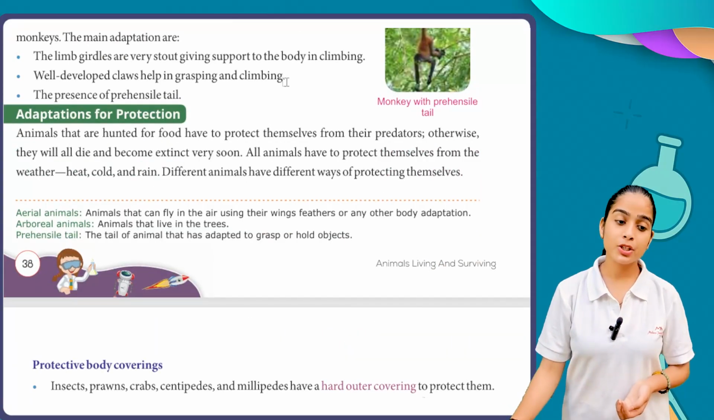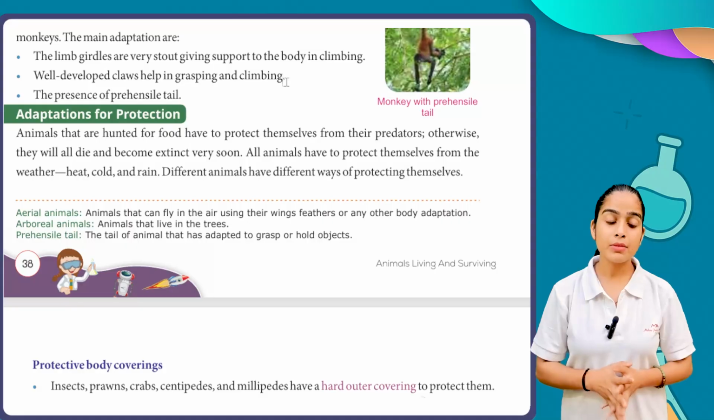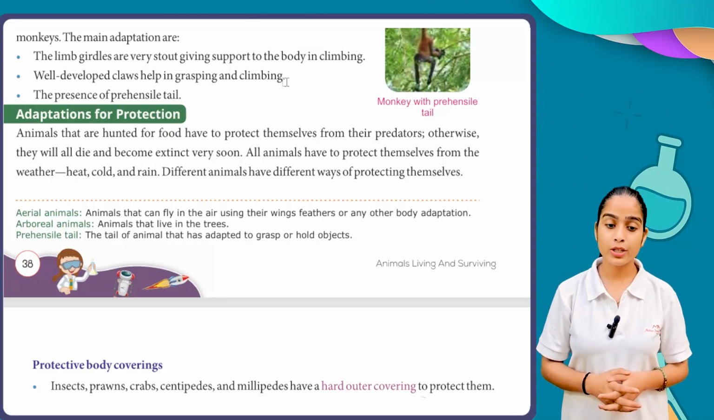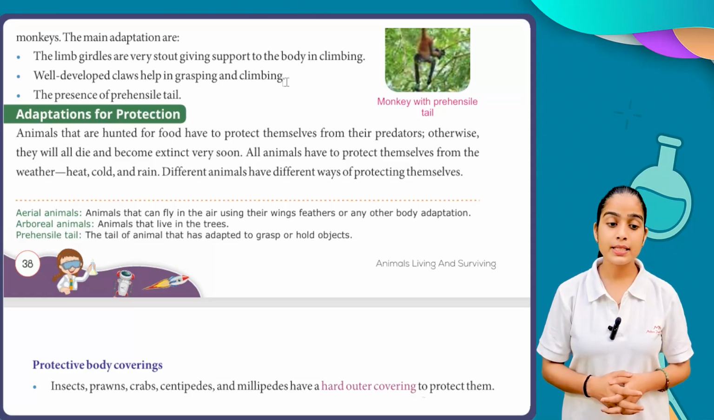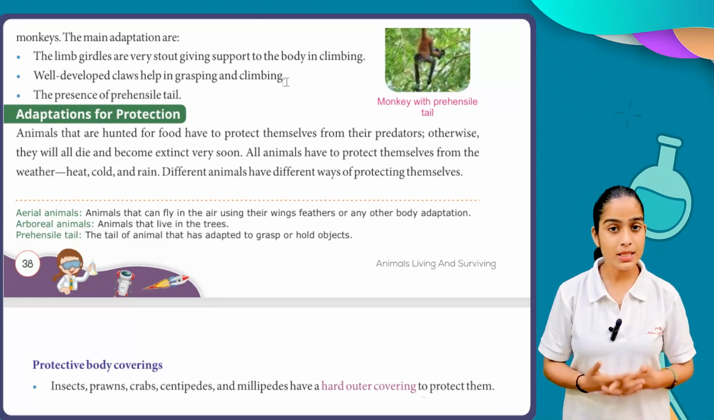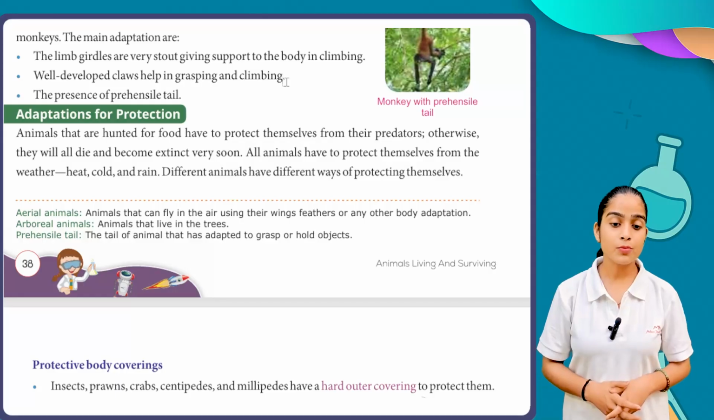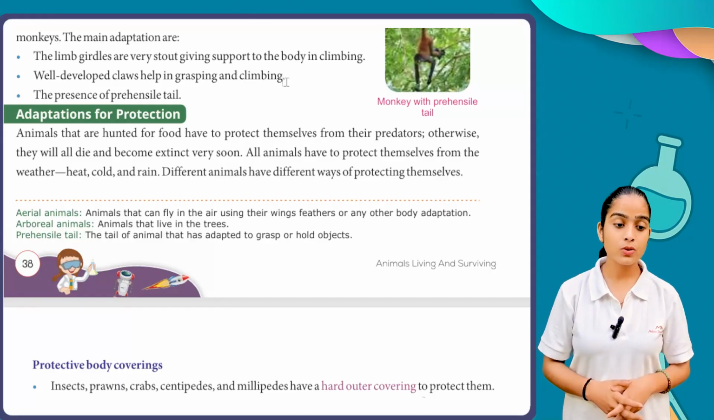Next, we have adaptations for protection. Animals that are hunted for food have to protect themselves from their predators, otherwise they will die and become extinct very soon. Extinct means disappear. All animals have to protect themselves from the weather, heat, cold, and rain.